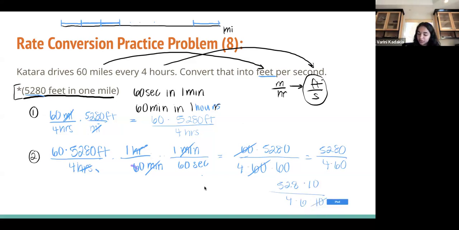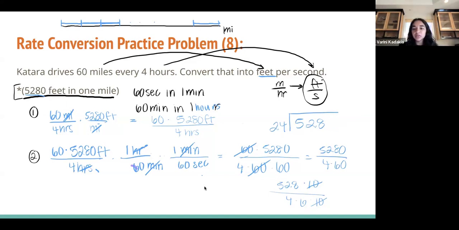So we can get rid of the 10s now. So now we're left with 528 divided by 24. So now let's do long division. So we have 528 divided by 24. So 24 goes into 52 how many times?